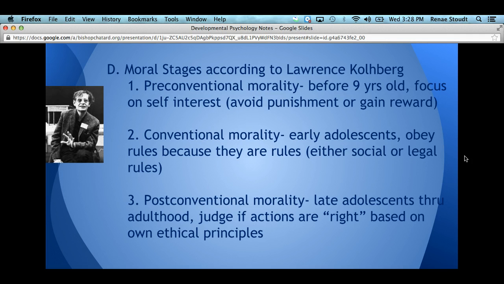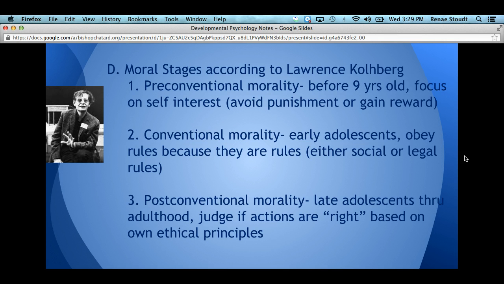But once you move into the post-conventional morality stage, you start to recognize that just because it's a law doesn't mean it's right. They start to recognize that there are broader ethical principles, and you are basing these ideas on your own sense of justice. So somebody during the civil rights movement who protested because they said this is morally wrong, I don't care what the law says, is demonstrating post-conventional morality. All right, so these are the stages according to Lawrence Kohlberg.